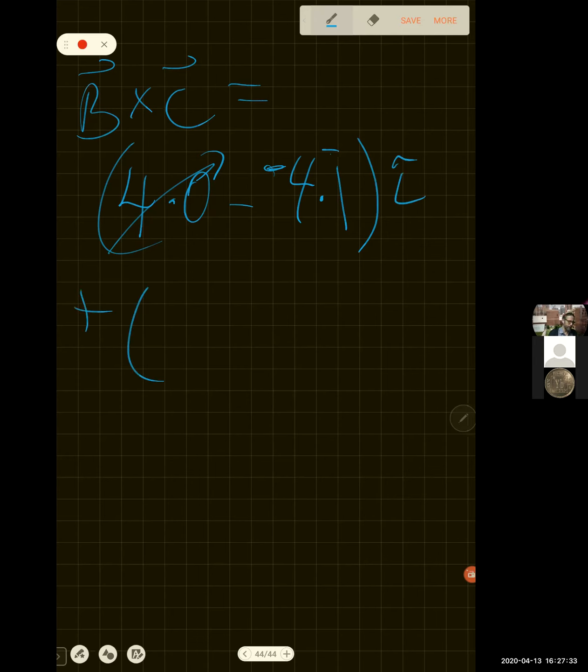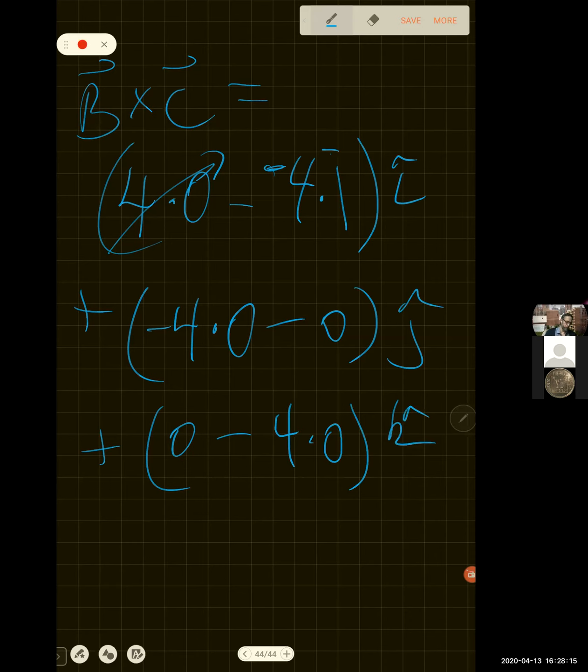Plus BZ, that's negative 4, times CX, that's 0, minus BX, that's 0, times CZ, and it doesn't matter because that's 0. That'll be the J component, and the K component will be BX, which is 0, times CY, but it doesn't matter, minus BY, which is 4, times CX, which is 0. So we don't have those components.